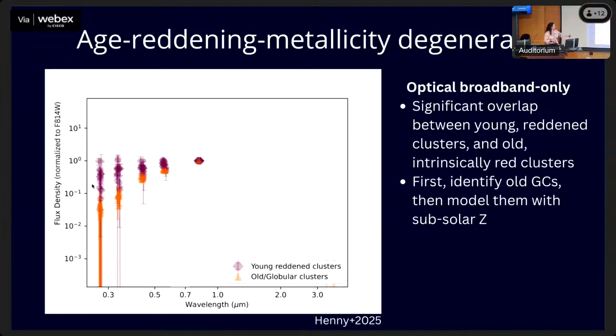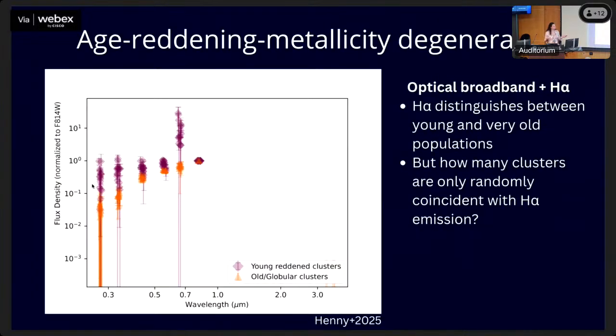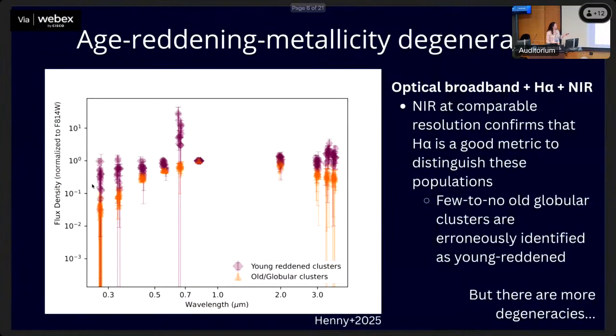We can see here, we've got some young reddened clusters, and then we've got some old globular clusters, and you can see in the optical, they're very similar. This is all normalized to the I band, by the way. When we add H alpha, suddenly they're very distinct. And so this is great. When we add NIRCam, we can see that H alpha is a great marker of the difference between these two populations. But there are more degeneracies. This one may have solved the one between young and old solutions, but there are more.